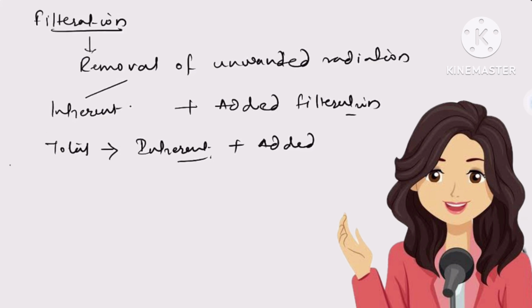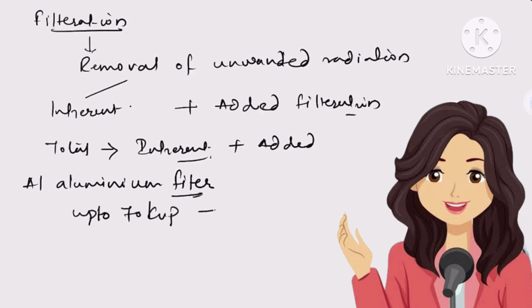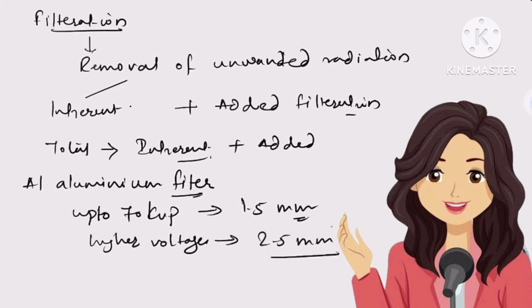Okay, and the most commonly used filter is the aluminum filter. If your machine is working up to 70 kVp, which is a voltage, then you add filtration of 1.5 mm. If higher voltage machines are being used, then you take 2.5 mm of thickness. This is the thickness of aluminum that we use.